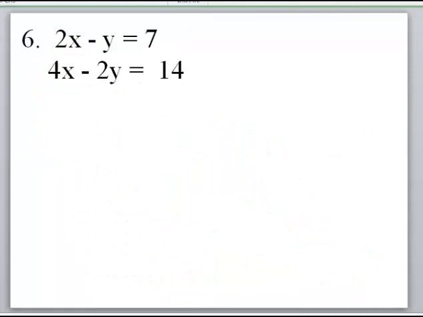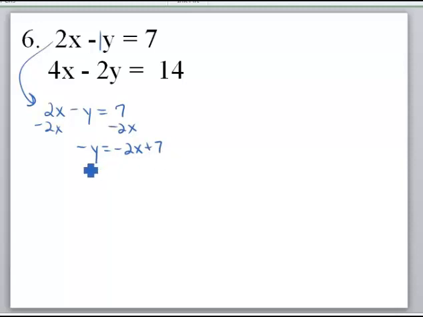Alright, in this last example, what I have is an equation that has a negative 1 for a coefficient. So it's going to require one additional step to solve for y. So I'll subtract 2x from both sides. And then I still have my negative y equals negative 2x plus 7. So then I end up having to divide by negative 1 everywhere. So what I end up with is y equals 2x plus negative 7. So this is what my box equals.